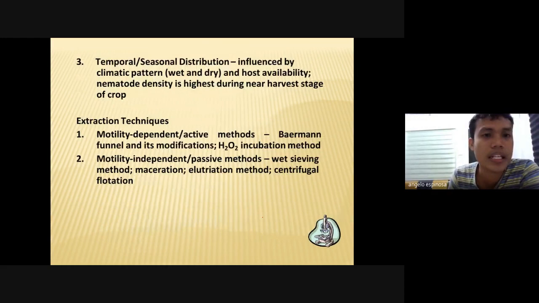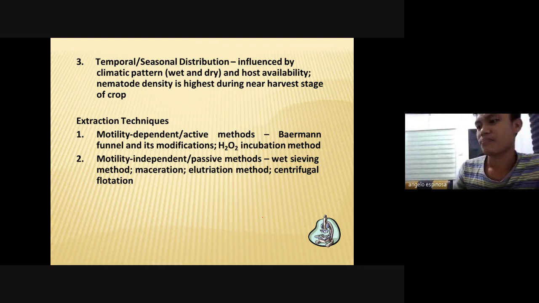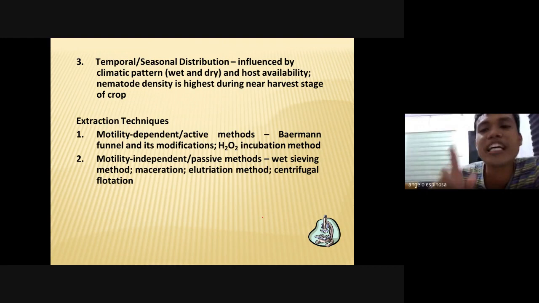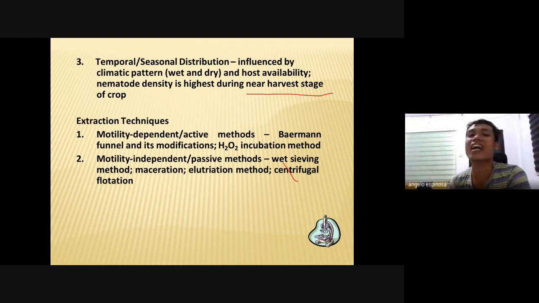Number 3, temporal or seasonal distribution. Influenced by climatic pattern. It's either wet. Diba pag basa, dumadami ang nematodes? Pag dry, konti lang. Pero pag wet, madami talaga. And host availability. The nematode density is highest near the harvest stage of the crop. Lalabas ito sa exams ninyo. Nematode density is highest in the near harvest stage of crops.